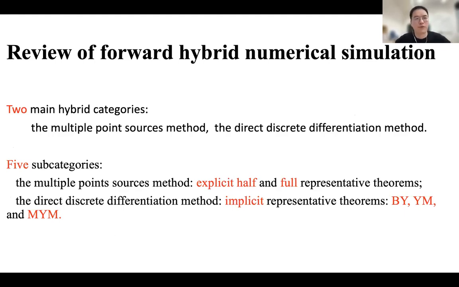And then we move forward. Let's talk about a review of the hybrid numerical simulations. Here we have a summary. There are two main hybrid categories. The first one is the multi-point source method, and the second one is the discrete method. It's very hard to understand here, but we can say that the first method is explicitly based on the representation theory. And the second one depends on the implicit way, that means the equation in matrix form.